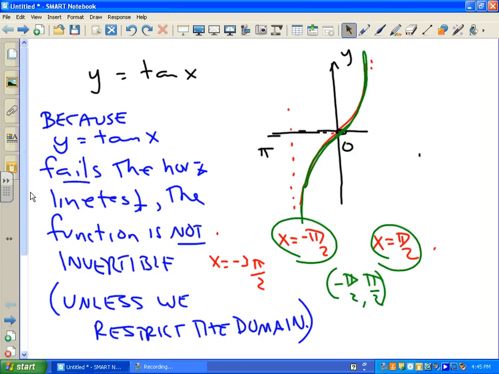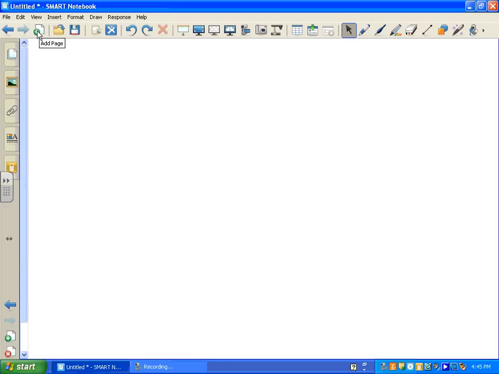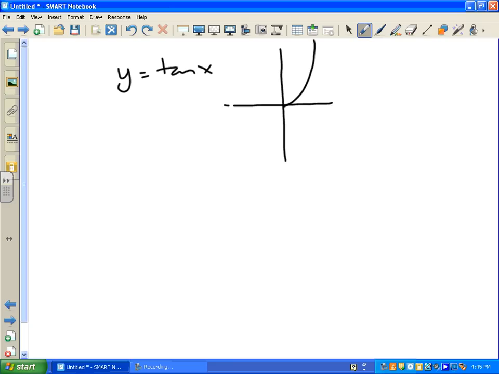Okay, so now let's go ahead and find the inverse. Let me put up a new page here. We have y is the tangent of x with its restricted domain, and here's the graph running from x is negative pi over 2 to x is pi over 2. This is x, this is y. Okay, and there's our one branch.